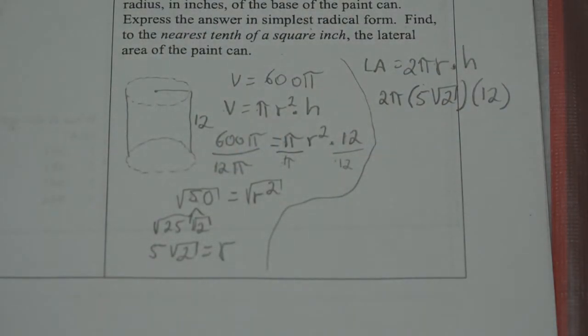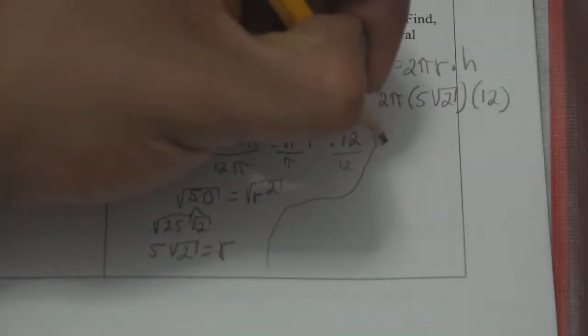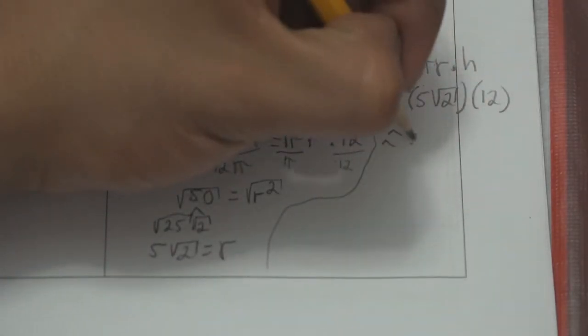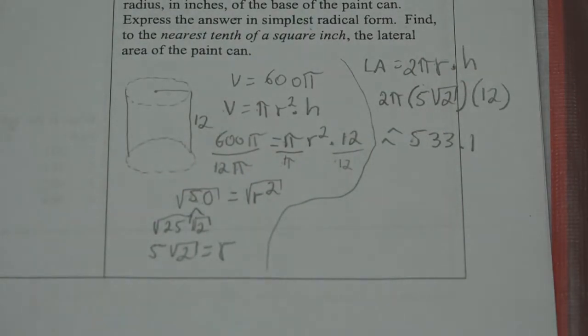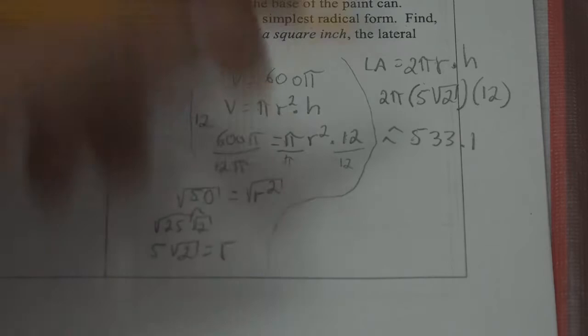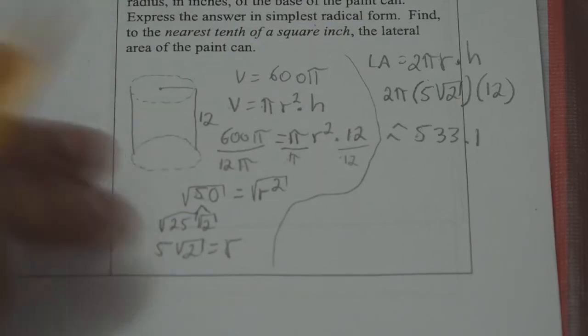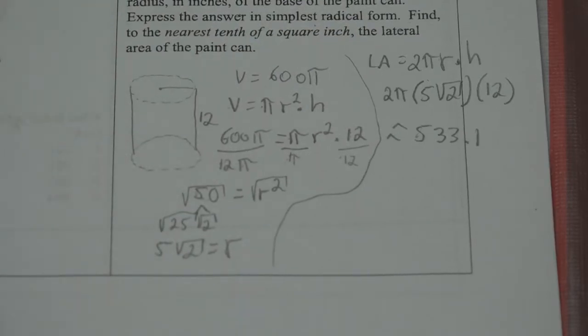Make sense? When you multiply all this, you get roughly 533.1. Good? So that's your lateral area, and this is a 4-point question, and you just got it. Alright, let's move on to the next problem.